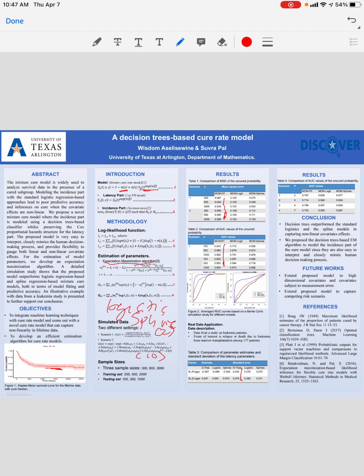And the predictive accuracy results also suggest that our proposed model performs better than the logistic regression and the spline model. So in conclusion, we propose a decision tree-based cure model which can capture both linear and nonlinear complex patterns to model lifetime data that has a cure fraction.